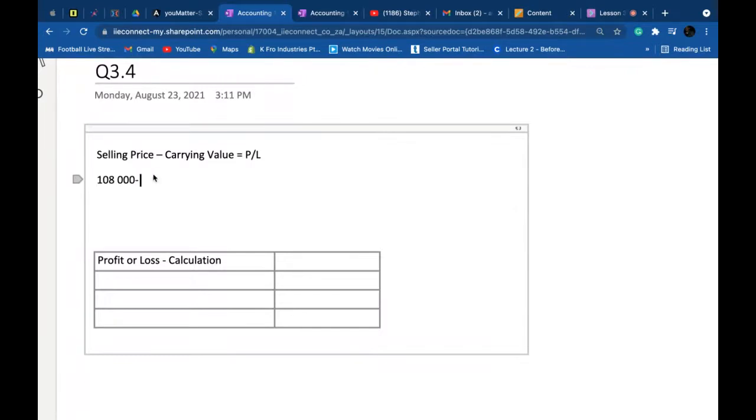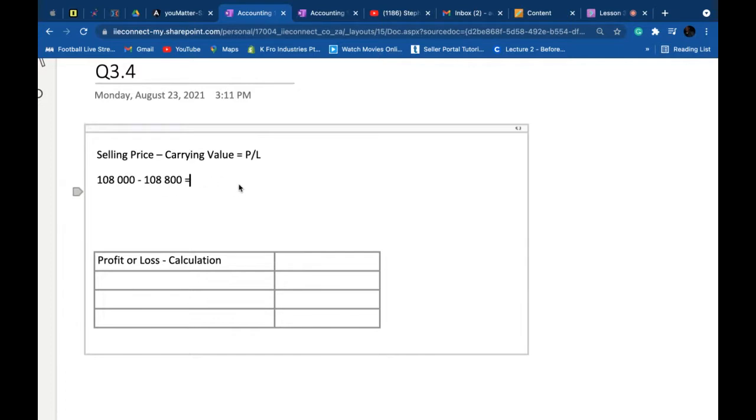Then what was the carrying value? Do we have the carrying value? Where's the carrying value? They gave you everything. You didn't have to do the calculation. So that is the carrying value. When I practiced this question, I actually didn't see that. I think I didn't read these bullet points, to be honest with you.